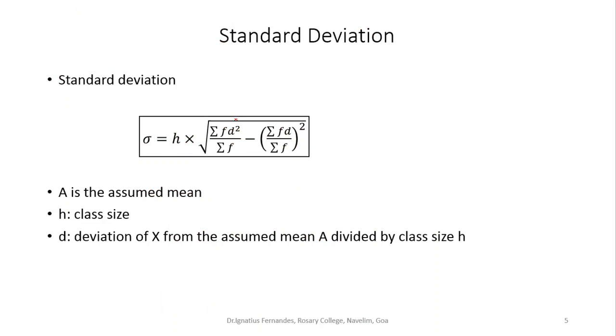Standard deviation is given by this formula in case of the step deviation or assumed mean method. Standard deviation sigma is equal to h into square root of summation f into d square upon summation f minus summation fd upon summation f, the whole square. The meanings we already know: a is the assumed mean, h is the class size, and d is the deviation of the x values from the assumed mean a, defined as x minus a upon h.